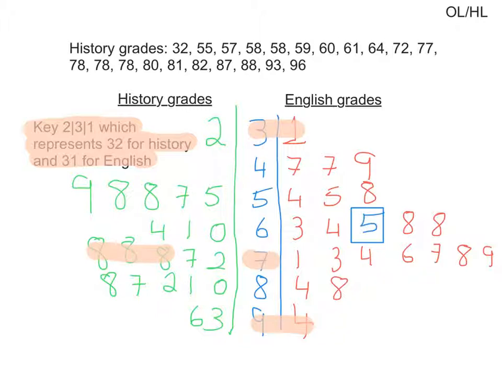Other questions might relate to the median of the datasets or some form of distribution. For example, where are they clustered? That concludes our discussion on stem and leaf diagrams.